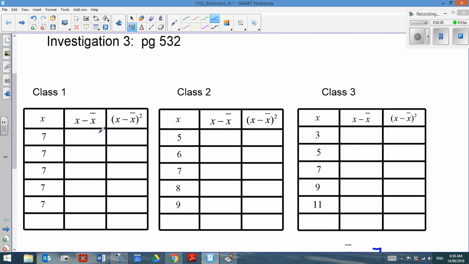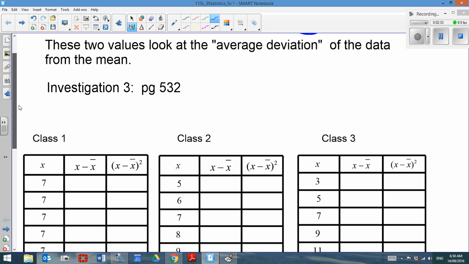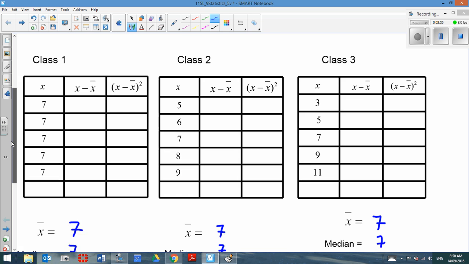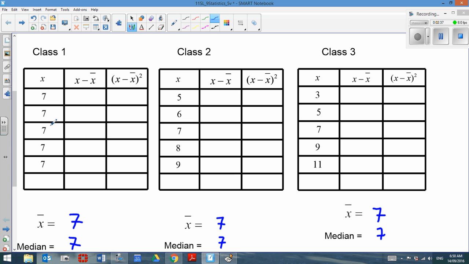Now, most of the time, you guys will be using your calculator to do this. However, this is investigation 3 on page 532, and we'll go through where this formula for standard deviation comes from. If we want to look at how far every single value deviates from the mean, we're going to subtract the mean from each data value.